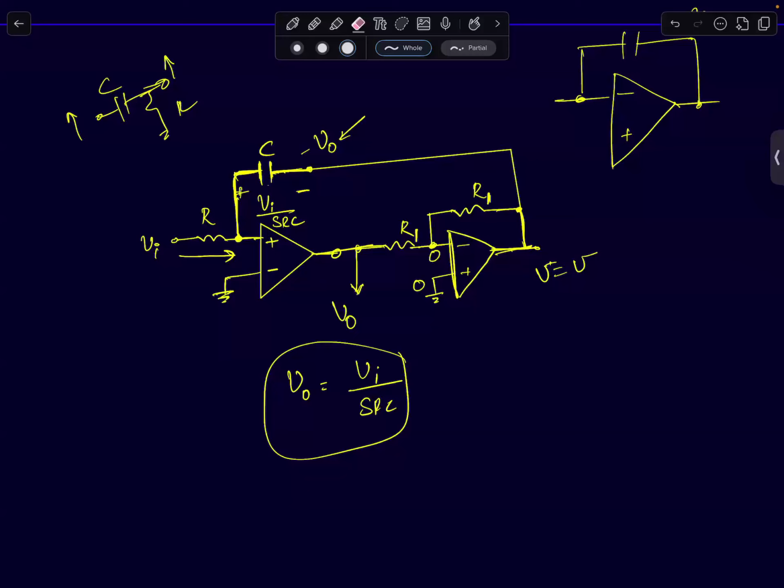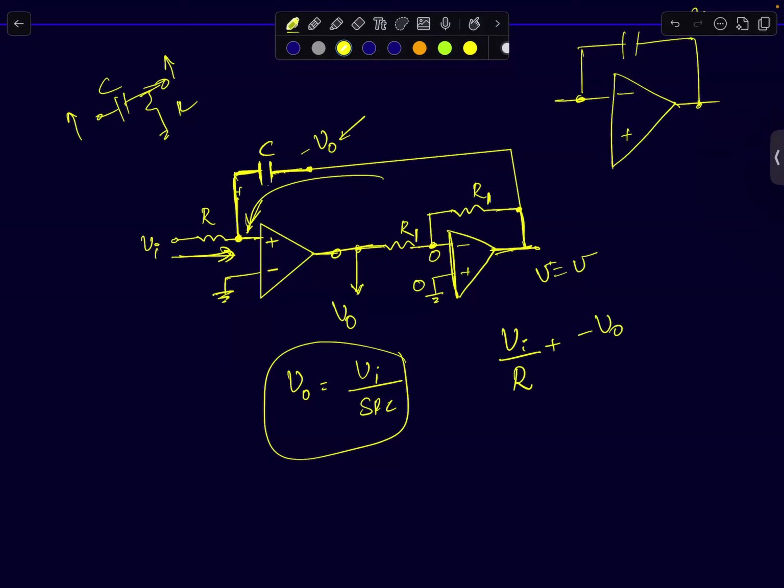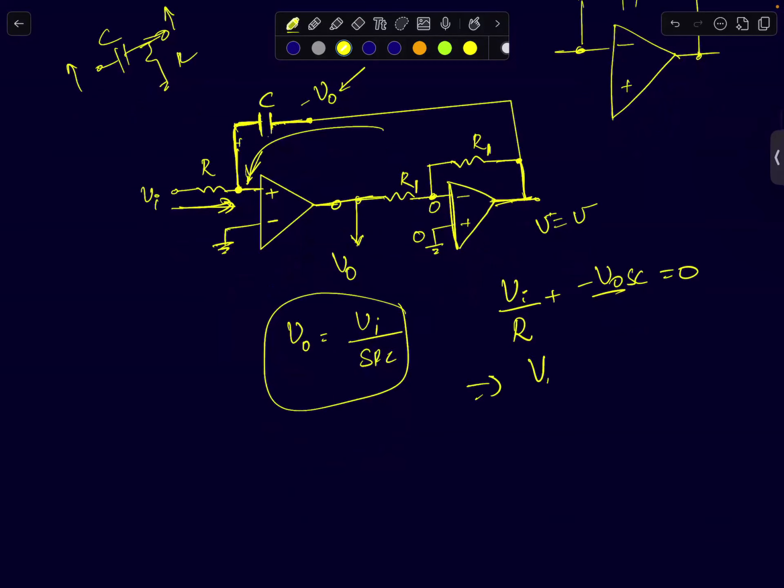If you don't want to do that, it's straightforward KCL and will give you the answer. You can apply KCL at this node. The current flowing through the resistor is VI minus 0 by R. And the current flowing from the capacitor into this node will be minus V naught minus 0 by 1 by SC, equals 0. So you equate this, V naught by VI will be 1 by SRC. So what you get here is a non-inverting integrator using a slightly different configuration.